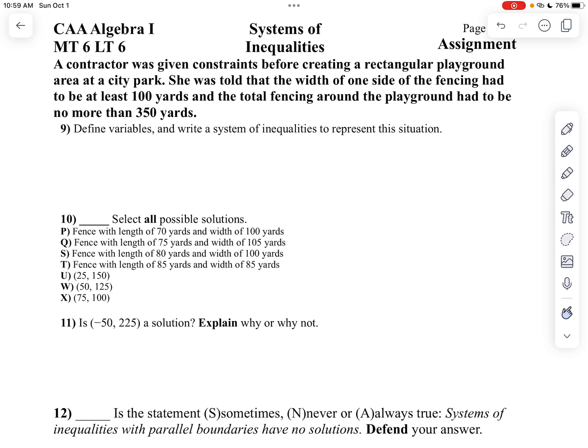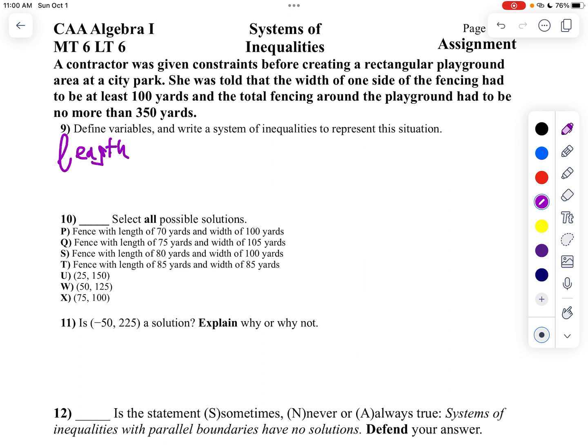On 9 through 11, we're referring to this rectangular playground, and she's told that one of the sides has to be 100 yards, or the width has to be at least 100 yards, and the total fencing has to be 350. Well, since we're going to graph this, let's define our length to be x, our width is y.